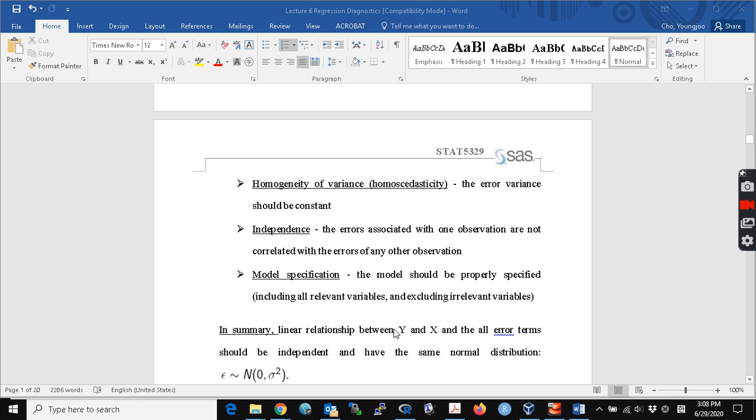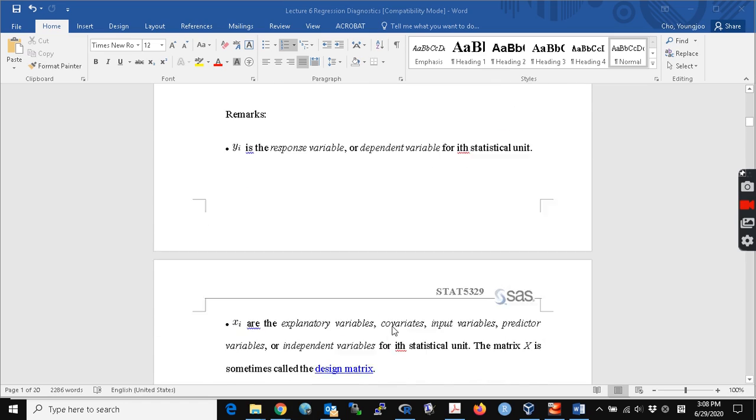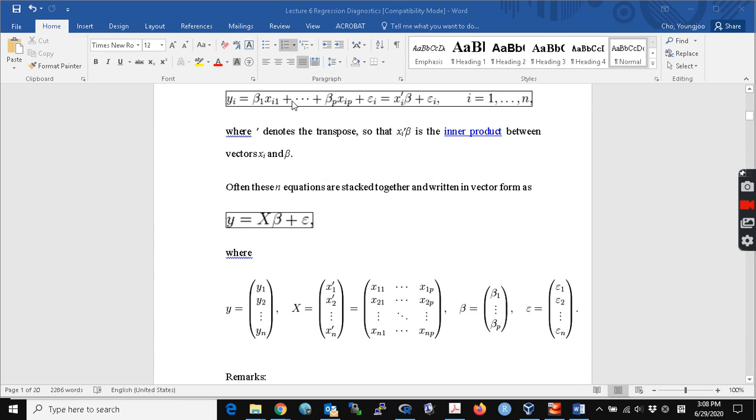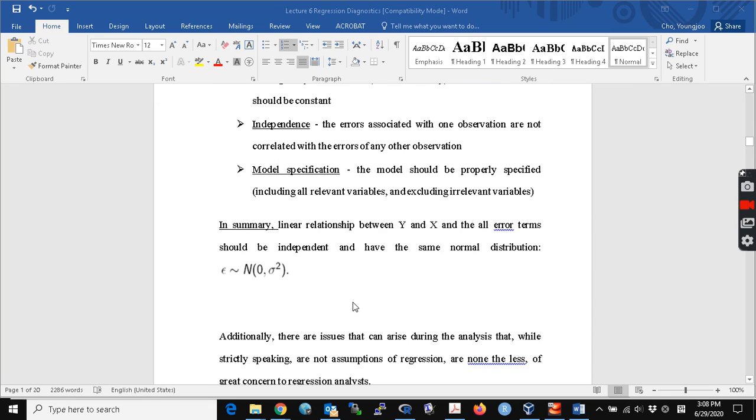And then our model is true, which means that our model is including all the proper variables. So this model is the true model. So that's one of the important assumptions.